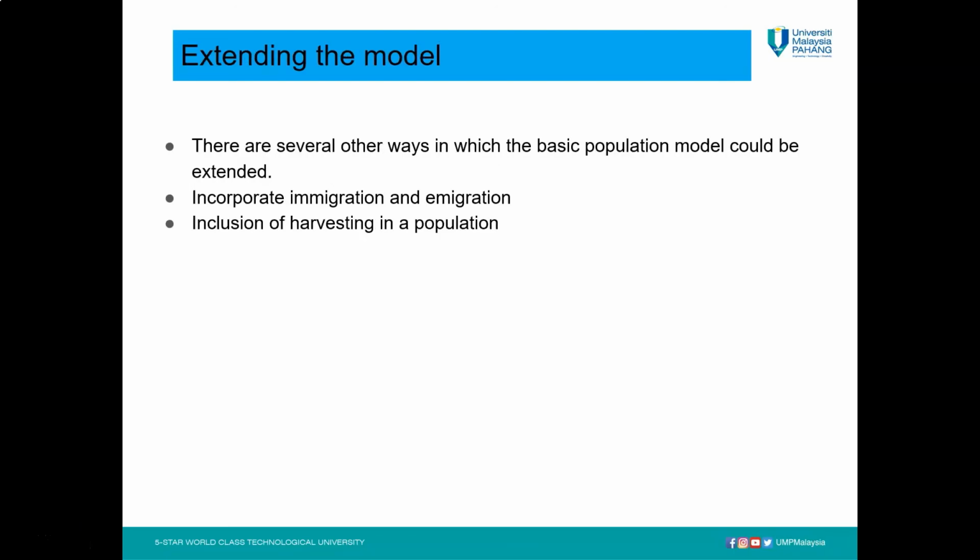There is a need to improve the basic model for population. There are several other ways in which the basic population model could be extended. We can incorporate immigration and emigration. Also, we can include the harvesting factor in the population model.